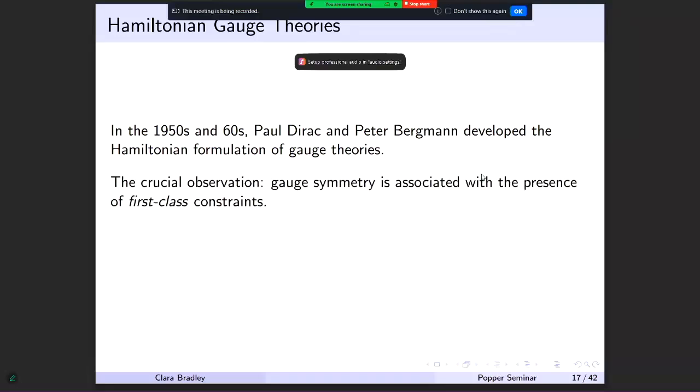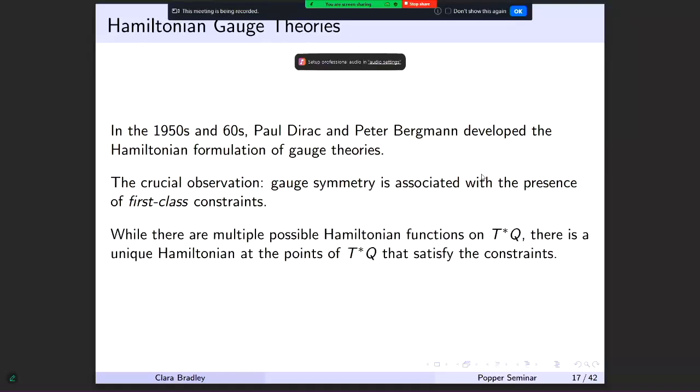And their crucial observation was that gauge symmetry in this Hamiltonian way of thinking is associated with the presence of what are called constraints, which are just relationships like that P1 plus P2 equals 0 relationship, that have a certain kind of property called being first class. It's not super crucial what that is, but mathematically, it corresponds to these relationships whose Poisson bracket with all the constraints is 0.